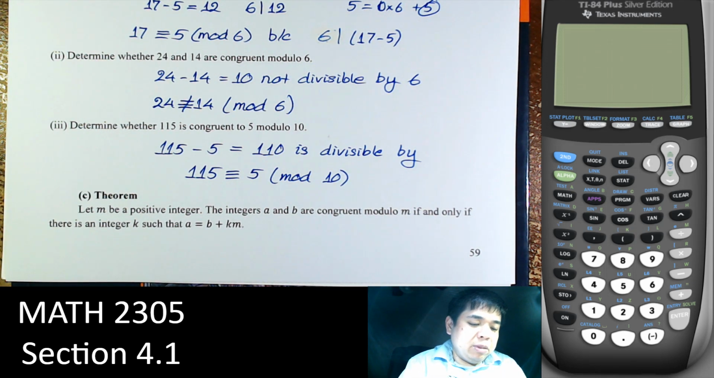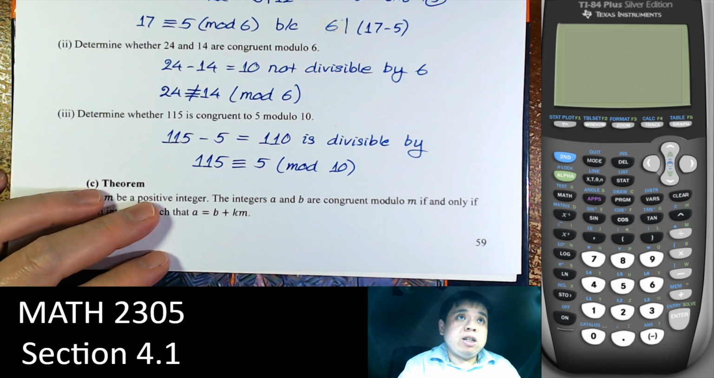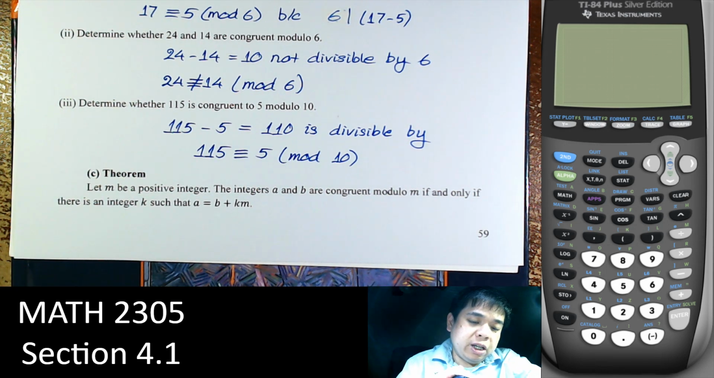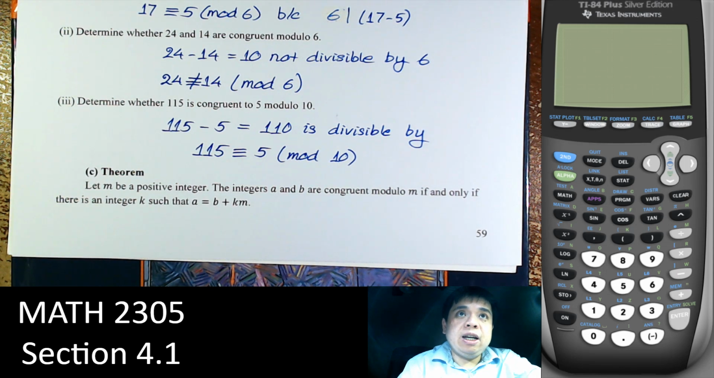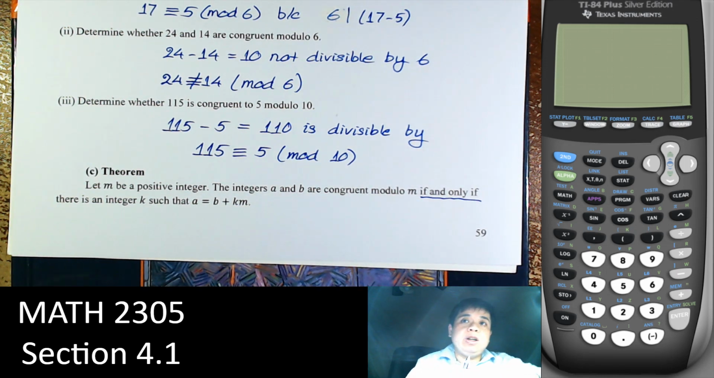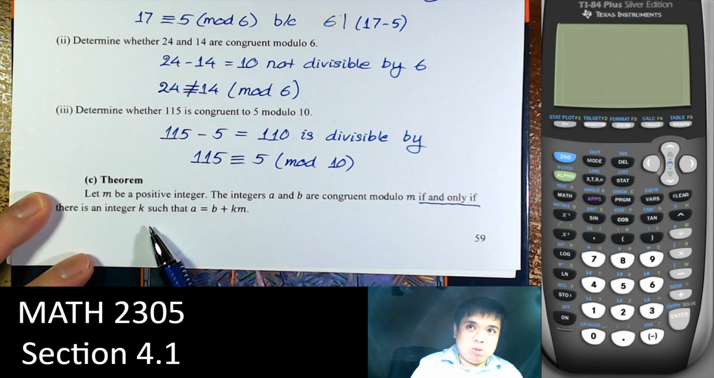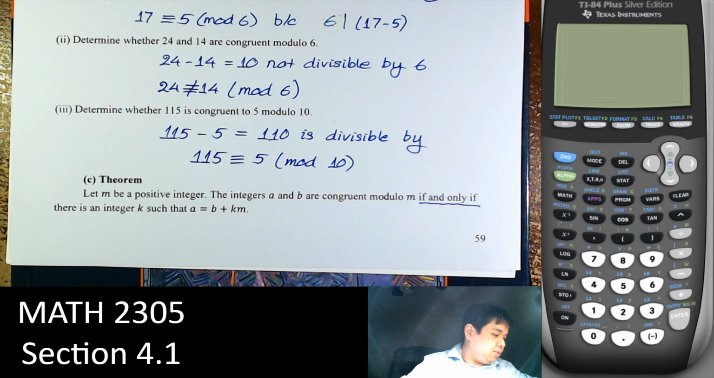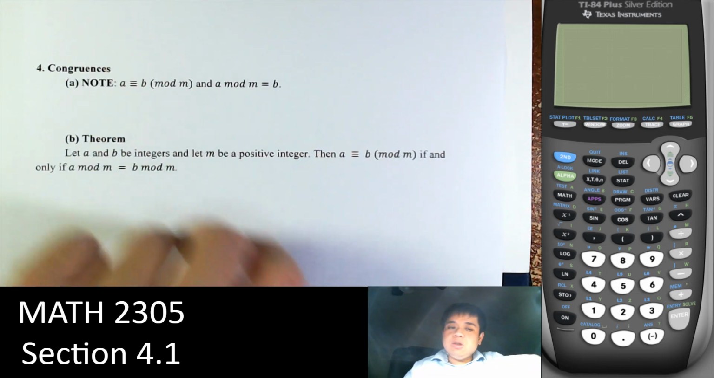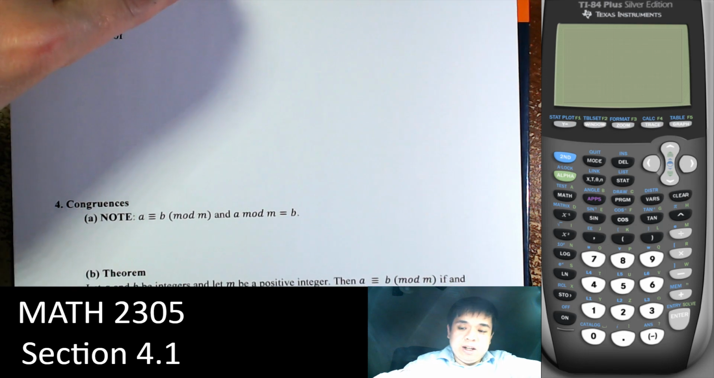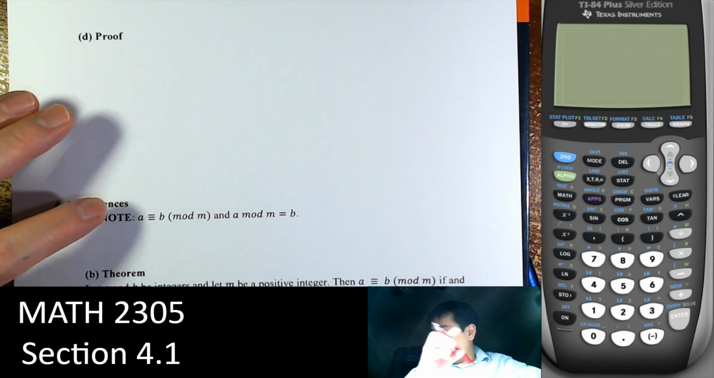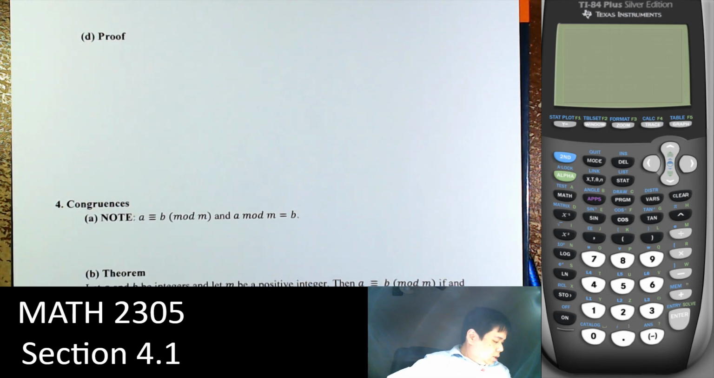Now let m be a positive integer. We have this theorem: a and b are congruent modulo m if and only if there exists an integer k such that a equals b plus km. Because it is an if and only if, we have to prove two if-then statements. So we assume this is true and prove the other, and we assume the other is true and prove it going back. So there are two sides here because the proof is an if and only if. So let me just write the first one.